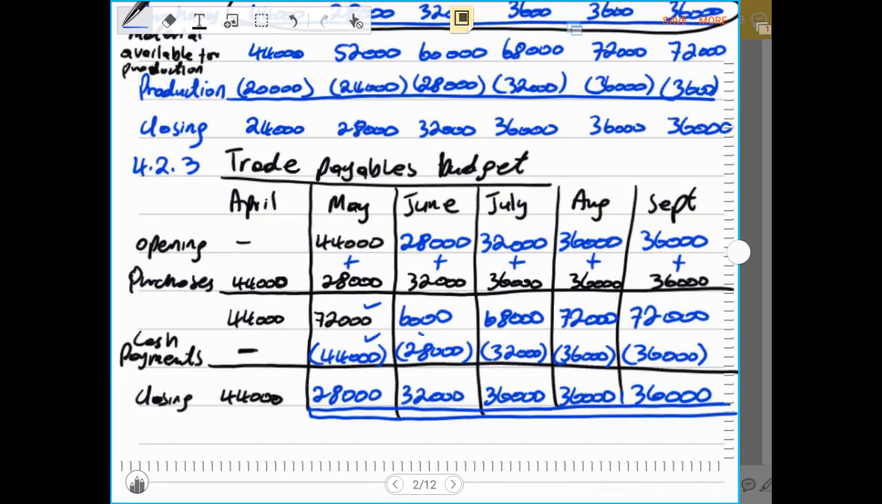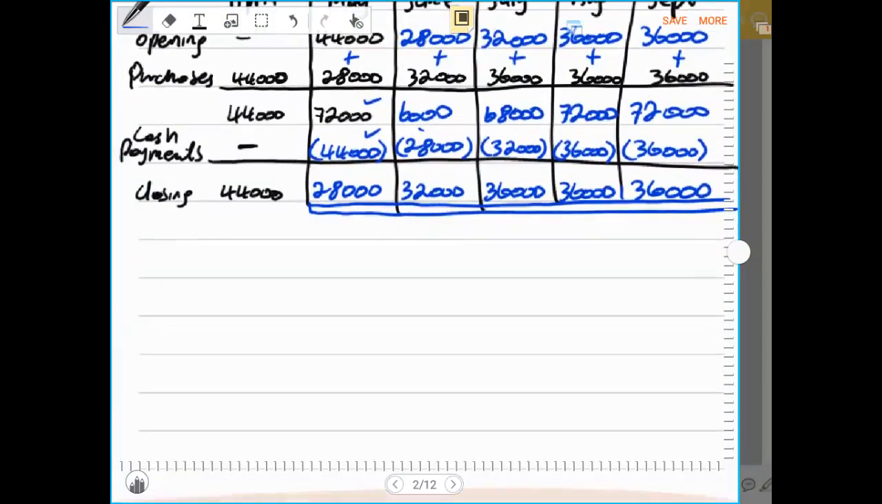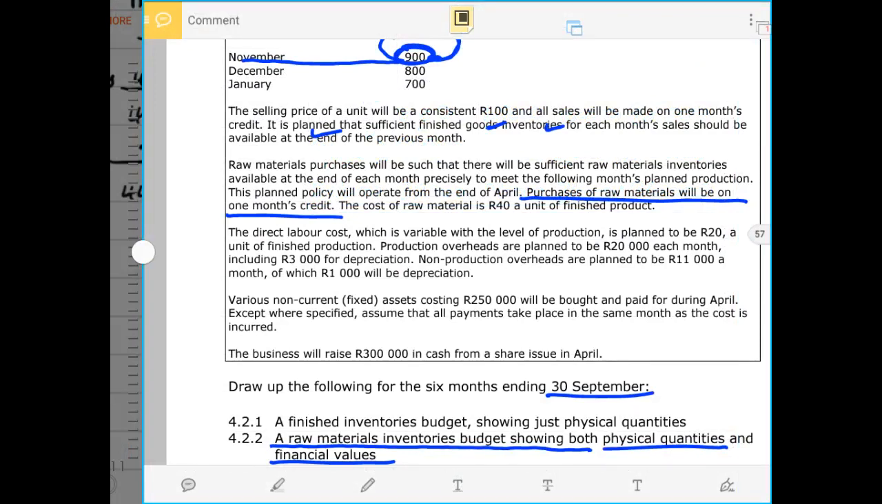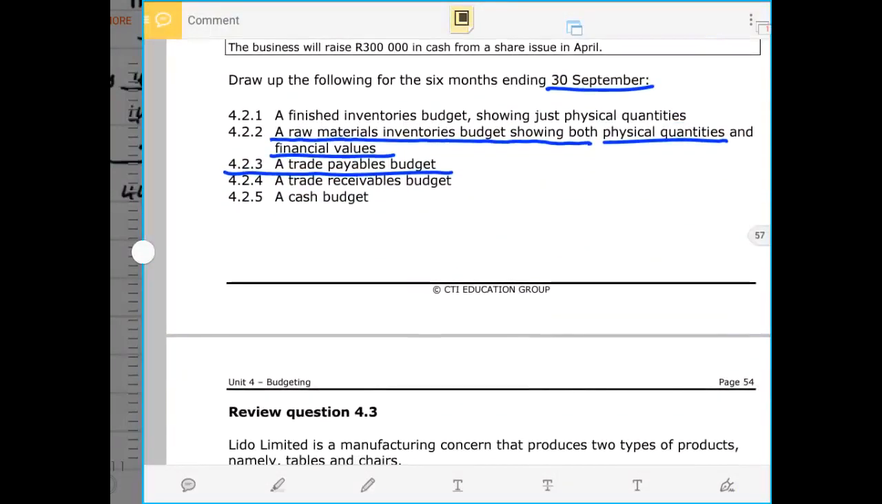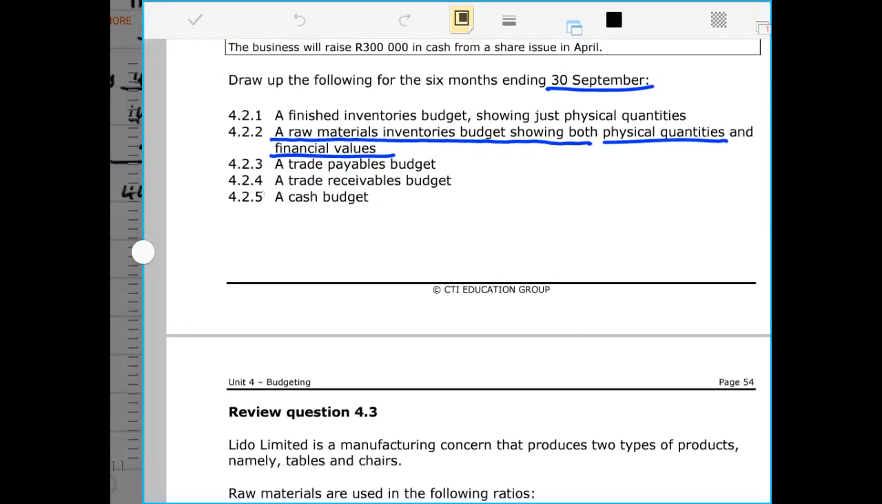Now we do the budget before the last one, which is the trade receivables budget. The trade receivables budget is requirement 4.2.4. This budget is linked with the sales. Why? Because we are selling to our customers. This is linked with sales, and the previous one was linked with the raw material.